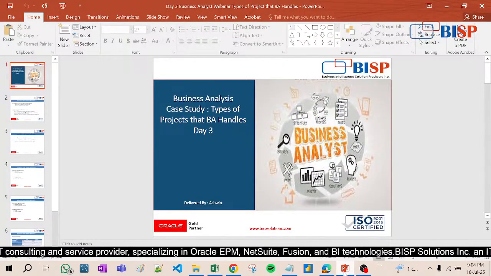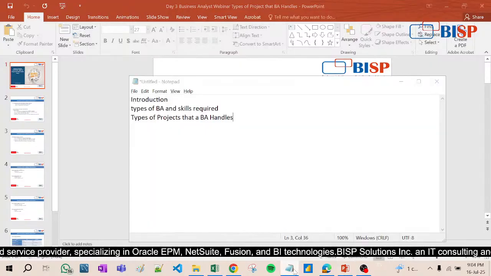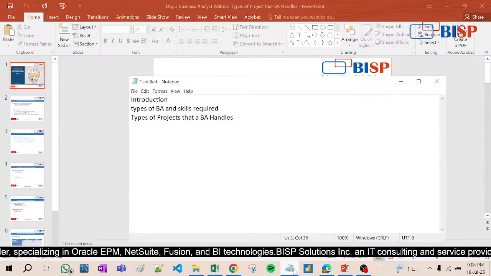Now, what will happen today? We are going to discuss what type of projects the BA handles. In this third day of our session, we will see how many different types of projects there are. Now see, there are basically two different types of projects. One is the ERP project and the other is traditional software projects. So let's see this first.